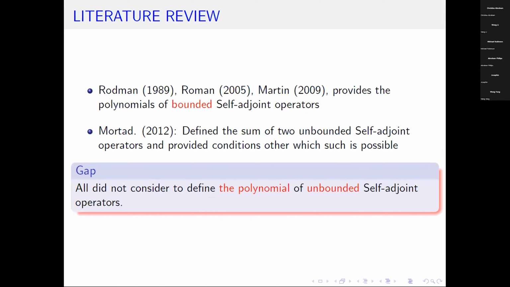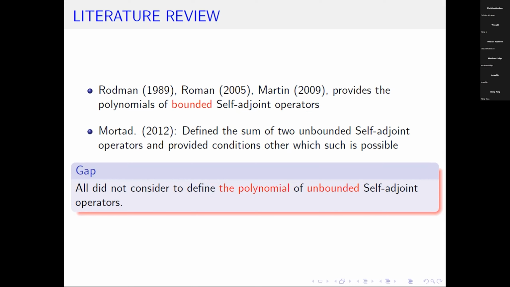Now, this has been done some time back, of course, but it was done for bounded operators, bounded self-adjoint operators. It has been done by a number of scholars, just to mention a few: Rodman, Roman, and Martin. They came up with the polynomial of bounded operators. You can read this from very many books, but that was the case for bounded operators. For unbounded, nothing has been done about it.